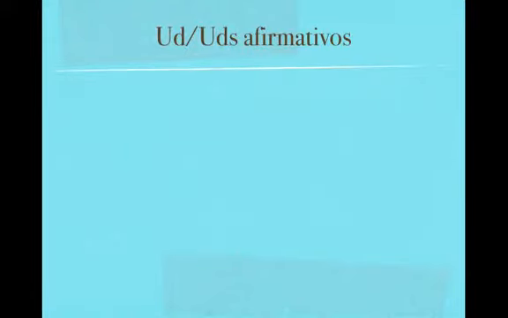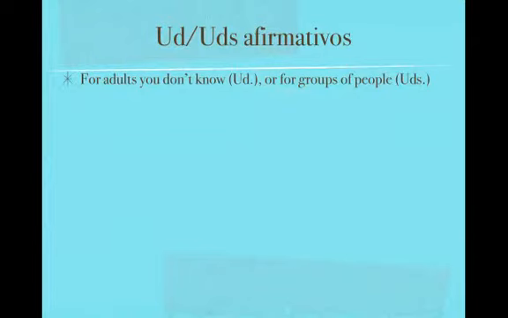Okay, for usted and ustedes afirmativos, the good thing is that these are very similar to the tú negative commands that you probably have already learned, or the subjunctive forms that you may have already learned as well. Just keep in mind that usted and ustedes commands are used for a different set of people than tú commands. So usted is used for adults you don't know, or for groups of people you use ustedes. In Spain, they tend to use vosotros to address groups of people who are like peers or family members, but ustedes is understood in every part of the world.